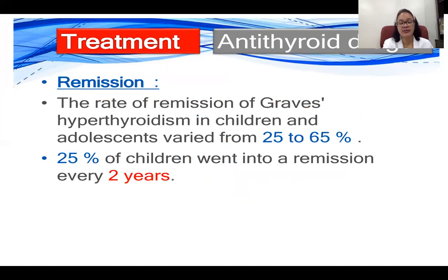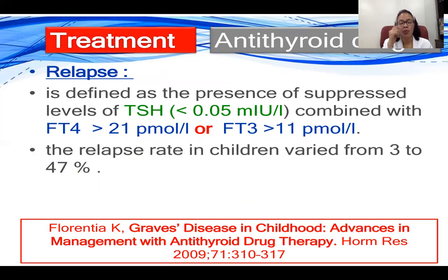And how about remission? The rate of remission of Graves' hyperthyroidism in children and adolescents may vary from 25 to 65%, and 25% of children may go into remission every 2 years. And what about relapse? What is its definition? It's the presence of suppressed levels of your TSH combined with high FT4 of 21 or FT3 of more than 11. The relapse rate in children may vary from 3 to 47%.